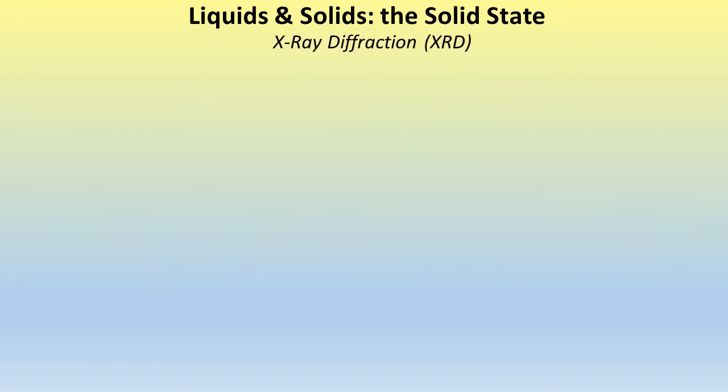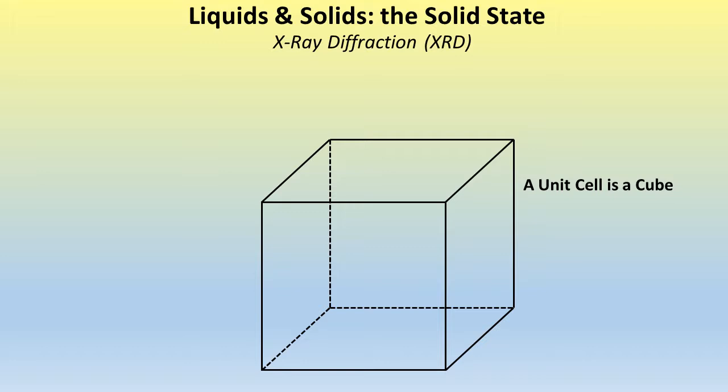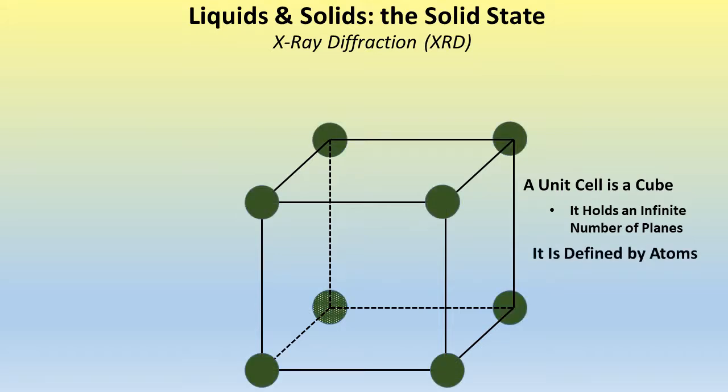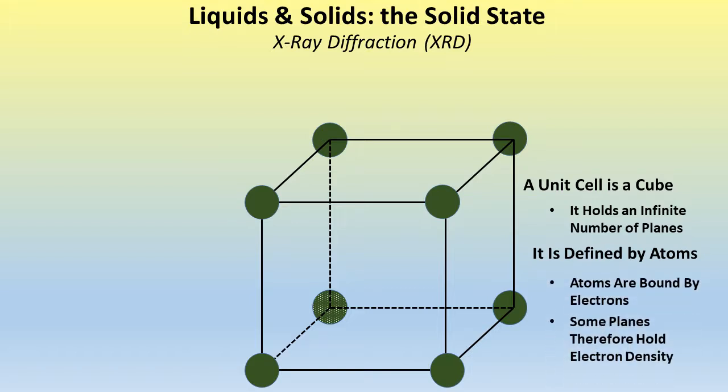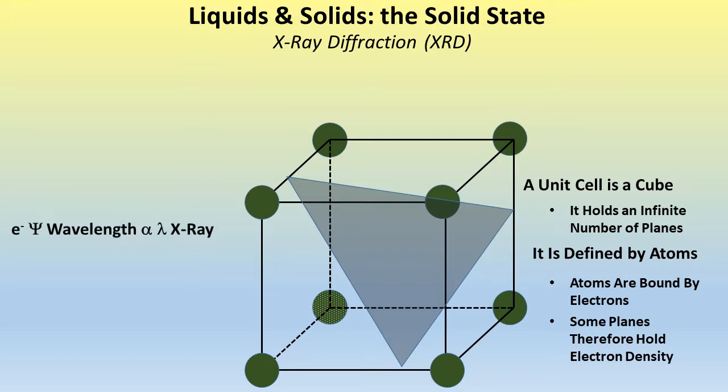The structure of a crystalline solid can be determined by what is known as X-ray diffraction. To start understanding, think of a unit cell as a cube. This cube can hold an infinite number of planes defined by 3 points. The boundary of the cube is defined by atoms. For chemistry, you know that atoms are bound by electrons. Therefore, some planes will hold electron density. It turns out the electron wave function has a wavelength on the order of the wavelength of an X-ray.